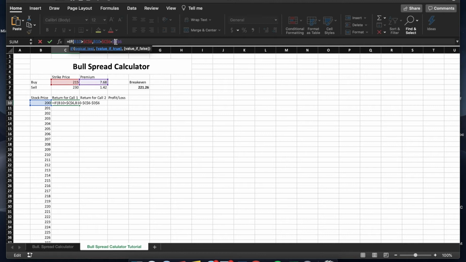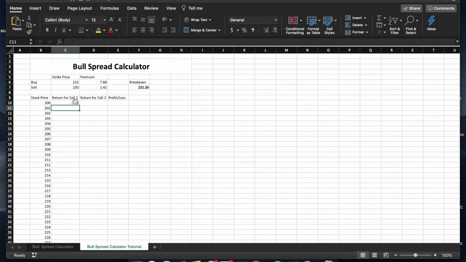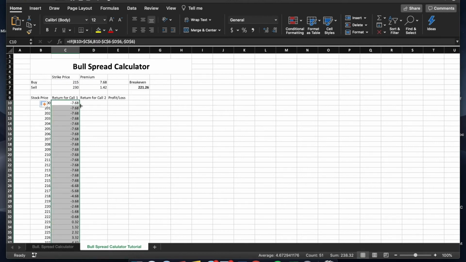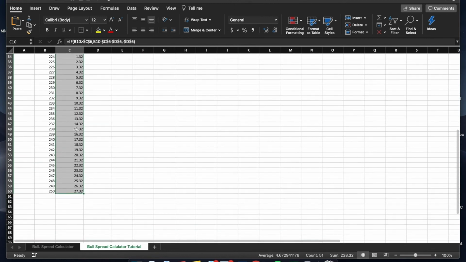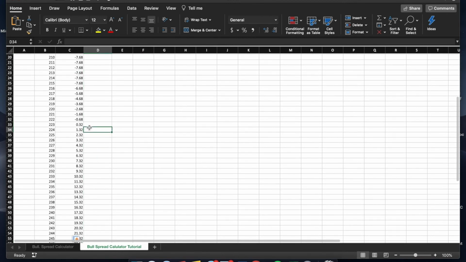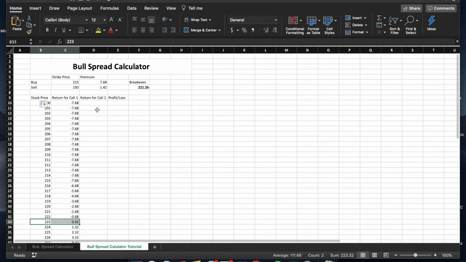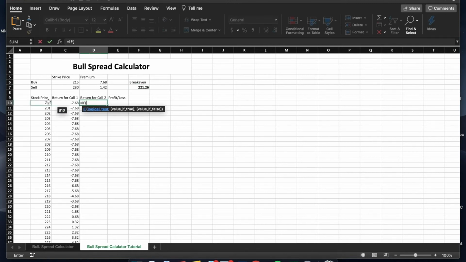And then the value if false, so if stock price is not greater than strike price, then you'll take a negative premium, which is basically saying if the stock price doesn't meet the strike price, then you are going to lose. Essentially max loss there is the premium paid. So you can see right at around 221.26, whatever it is, for our break even is showing that that's exactly where you turn from a negative to a positive.